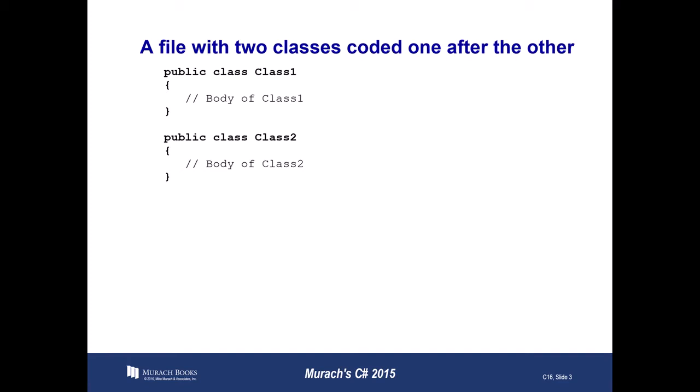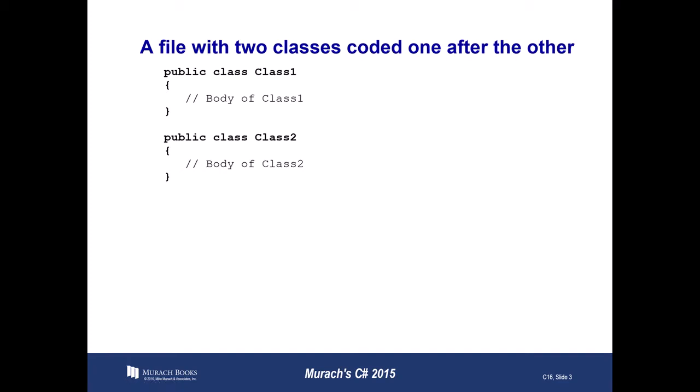So, a file with two classes coded one after another. Just because you have a file that's within a namespace doesn't mean you can't have multiple classes in it. And by that same token, just because you're in a file doesn't mean that file is the only file that that class exists in.